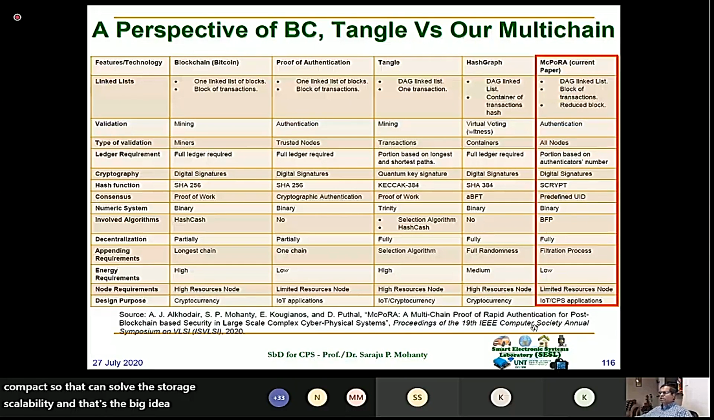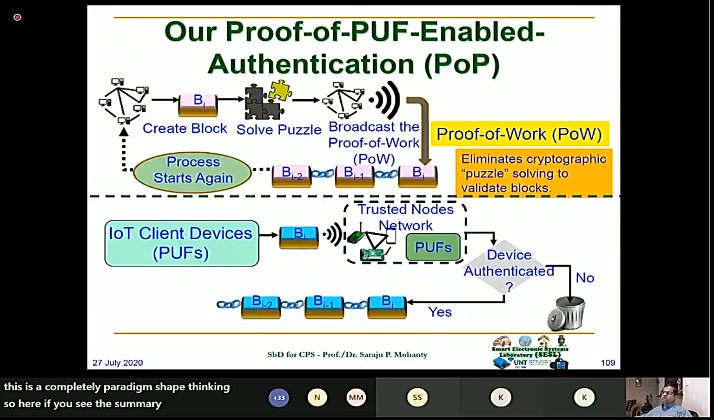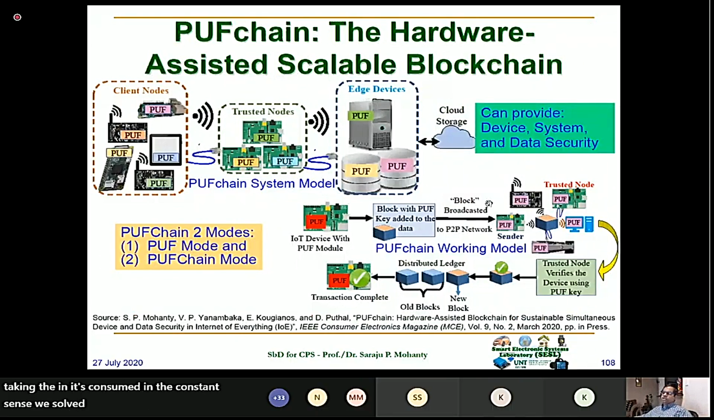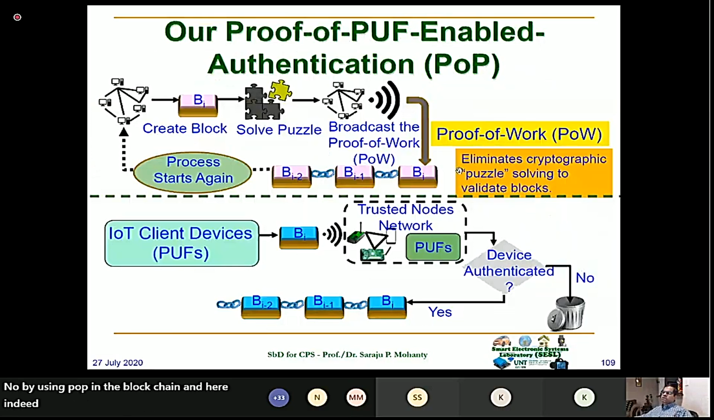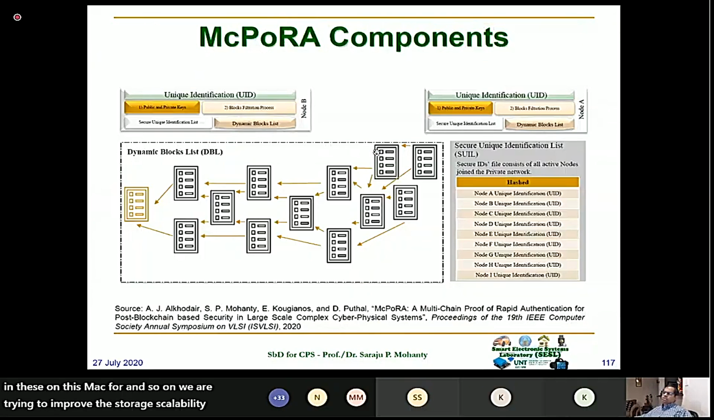So we have started, and we have a long way to go, but this is a completely paradigm shift thinking. Here, if you see the summary of a little bit of discussion, we tried to solve the energy consumed in the consensus, and then we provided security by using PUF in the blockchain, and in this MAC4 and so on, we are trying to improve the storage scalability and so on for the blockchain. So these are a complete paradigm shift of thoughts that we are doing for the blockchain.